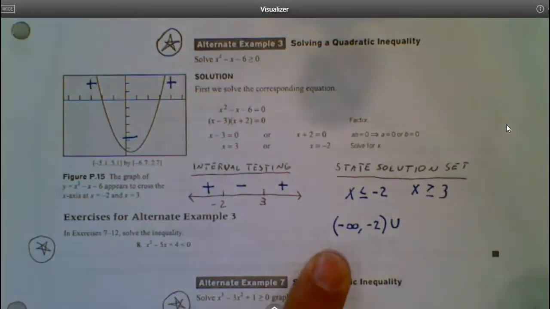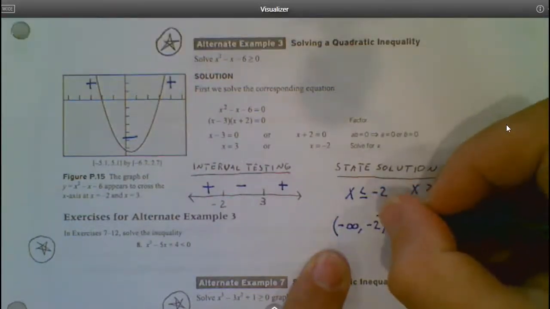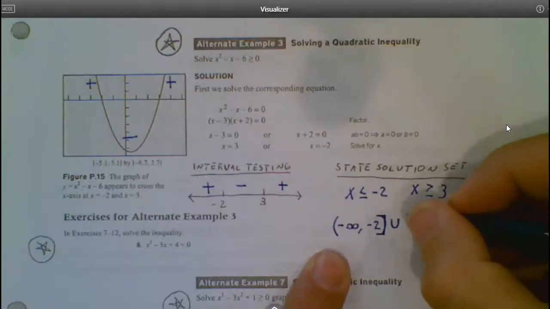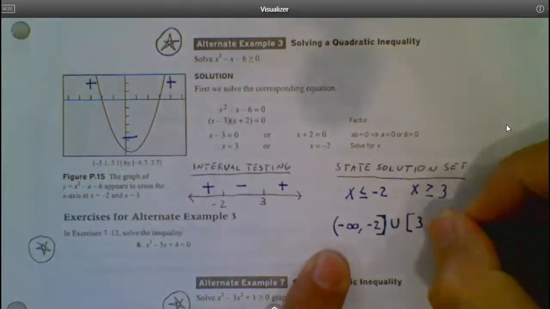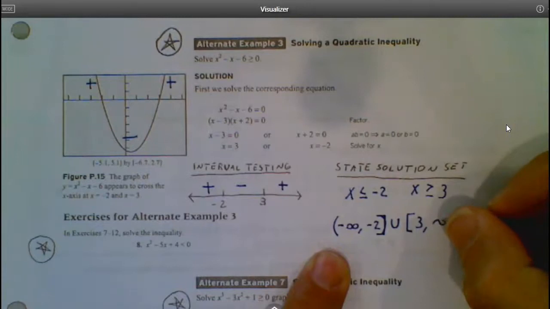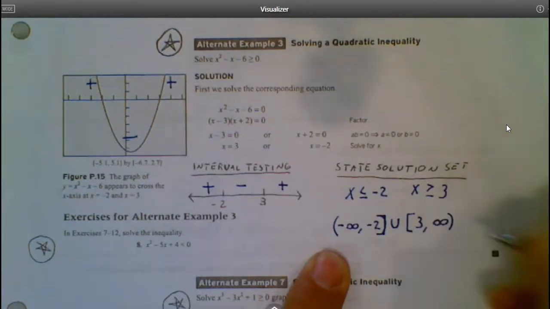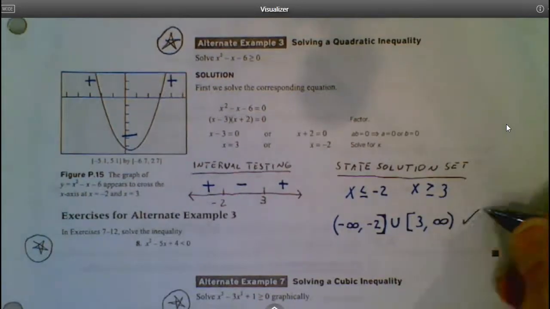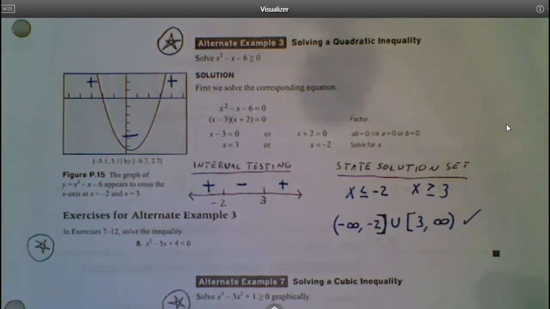So the x is greater than or equal to 3. Should have put a bracket there. So x is greater than or equal to 3 are going to go from 3 to infinity. And so that's how we're going to want to write our solution set. So this is really going to be the appropriate way to write our answers. That's what we're going to need to get used to.